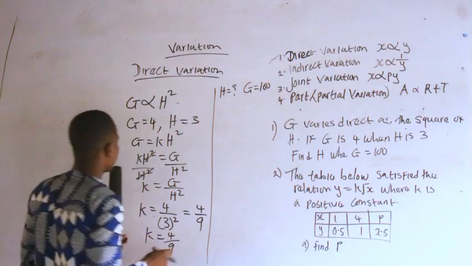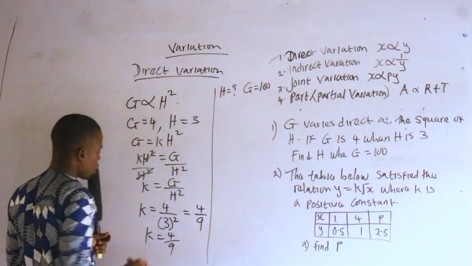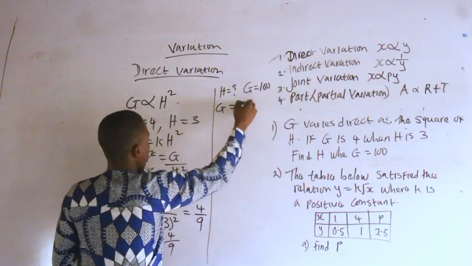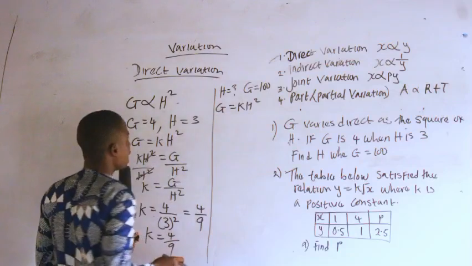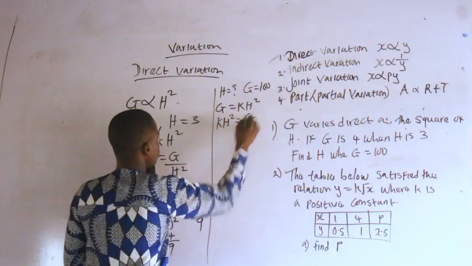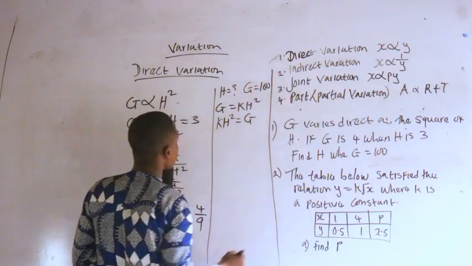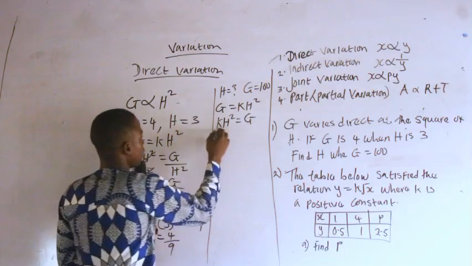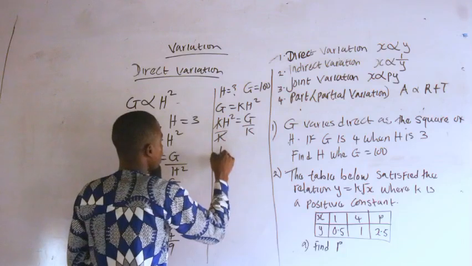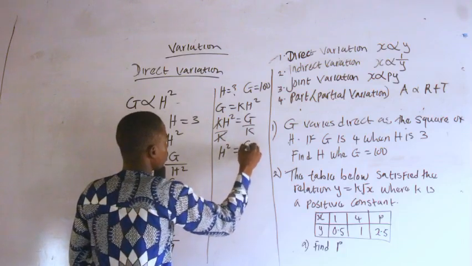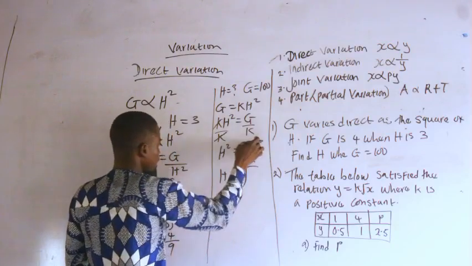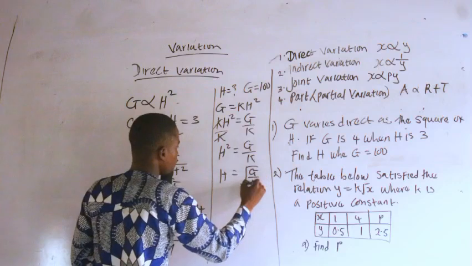Now, you go to the formula that we have already got from here: g equals k h square. Now we make h the subject of the formula. It will now be k h square equals g. Divide by k all over k. Cancel. It will now be h square equals g all over k. It will now be h equals root of g all over k.